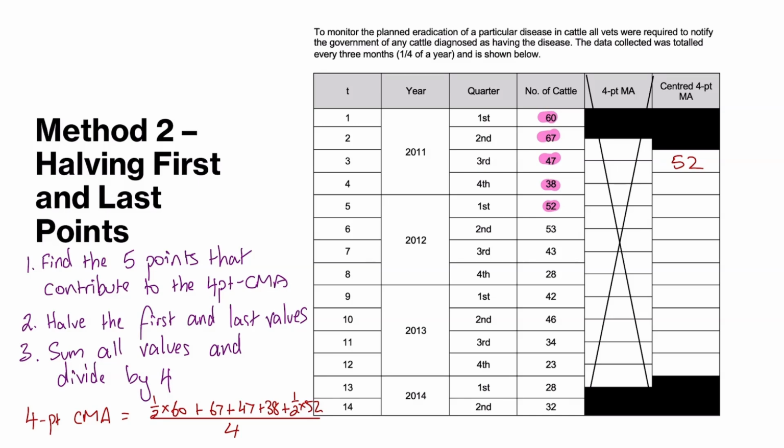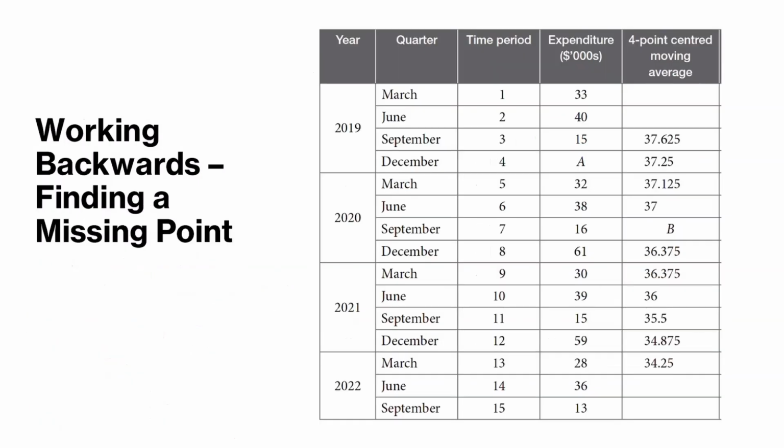The 5 values that contribute to the second centered 4-point moving average are 67, 47, 38, 52, and 53. If I halve the value of 67 and 53, the first and the last values, add together 47, 38, and 52, then divide by 4, our answer will still be 49.25. And there we have the finished lists of the centered 4-point moving averages using method number 2, halving the first and the last points.